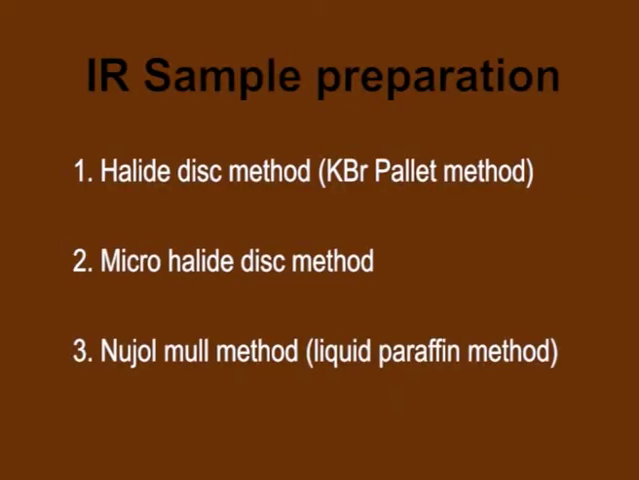Infrared or FTIR spectroscopy. Sample preparation: halide disc method, potassium bromide pellet method, microhalide disc method, Nujol mull method, that is liquid paraffin method. Major peaks are obtained in the IR spectra of heroin and monoacetyl morphine at the following wavenumbers, in centimeter inverse. They are listed in the order of magnitude of absorbance, but the sequence may vary from sample to sample depending on the method of sample preparation.